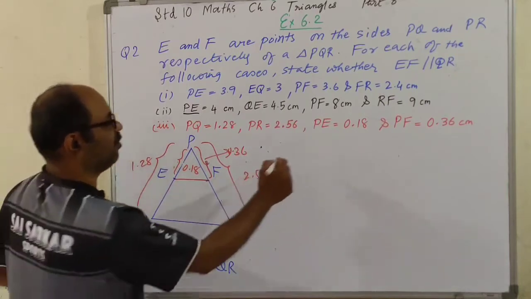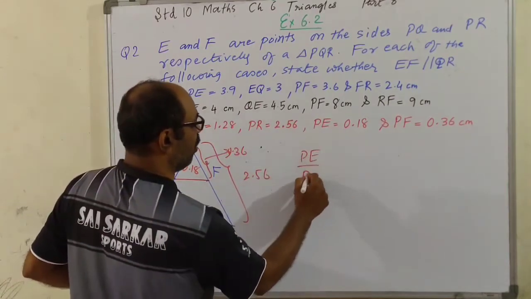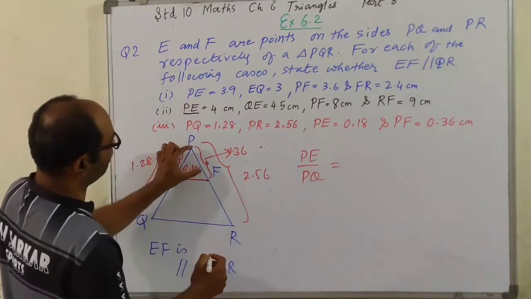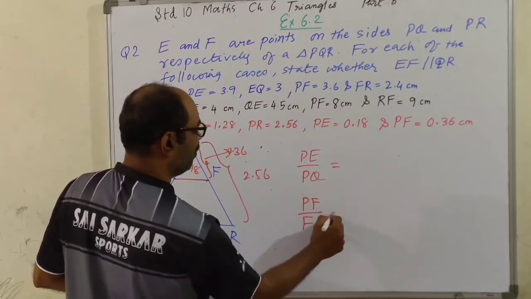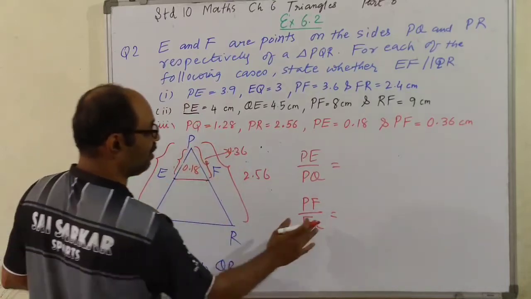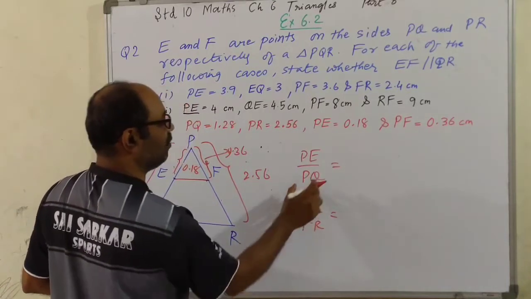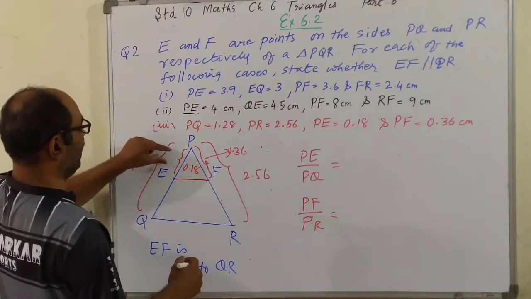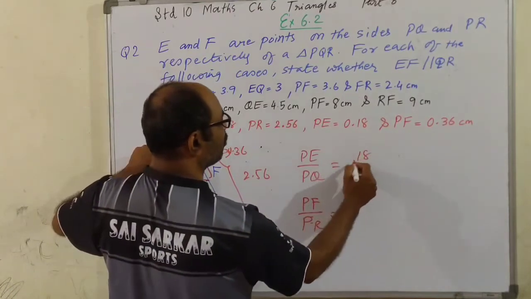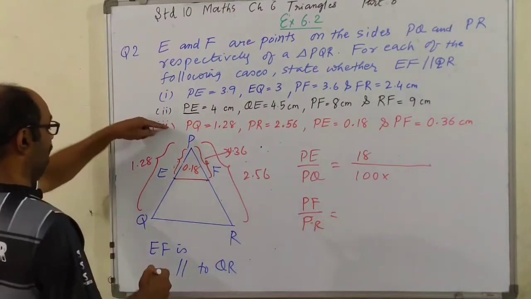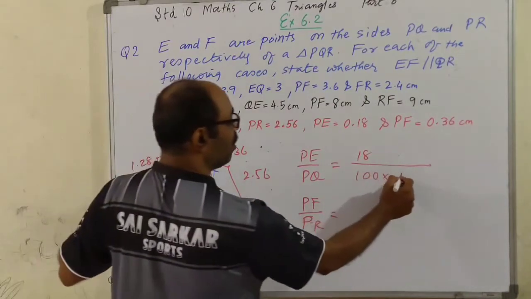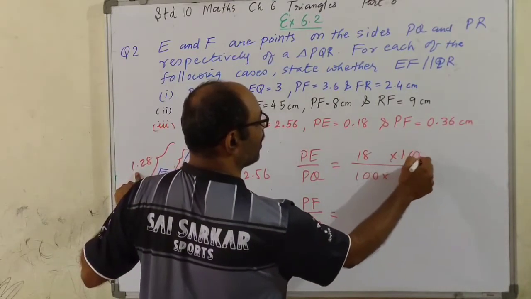PE upon PQ. And next, similarly, PF upon PR, not FR, sorry, PR, because it's the whole side. Now what is PE? 0.18. If you remove the decimal, you will have 100 in the denominator, two places of decimal. And what is PQ? 1.28, so 128 upon 100.